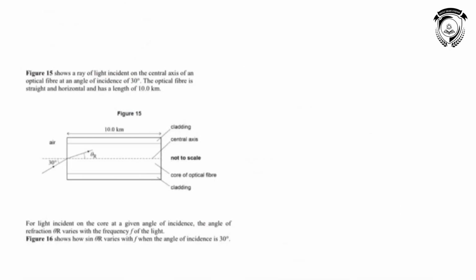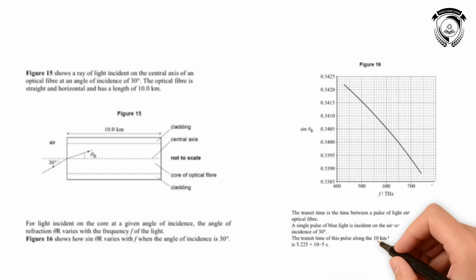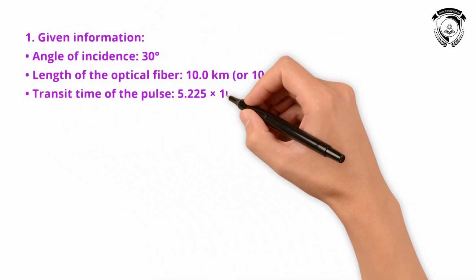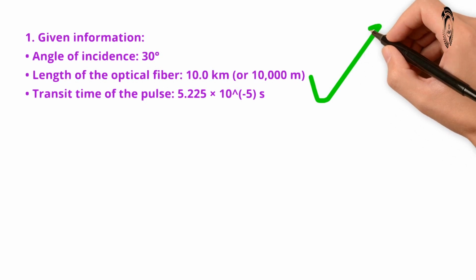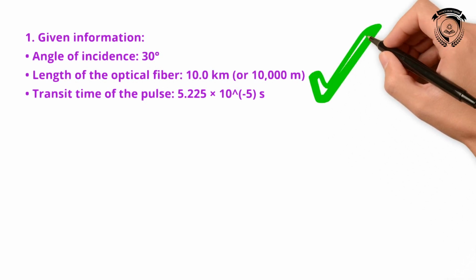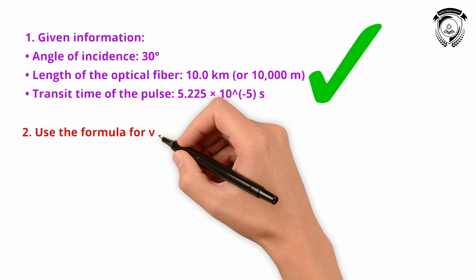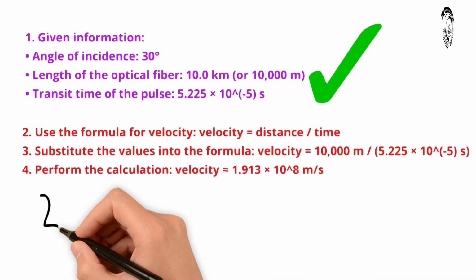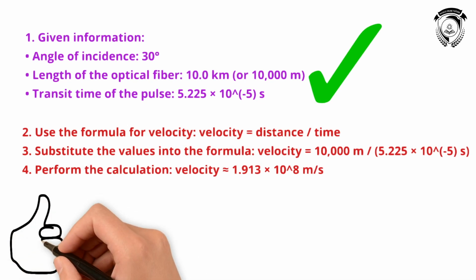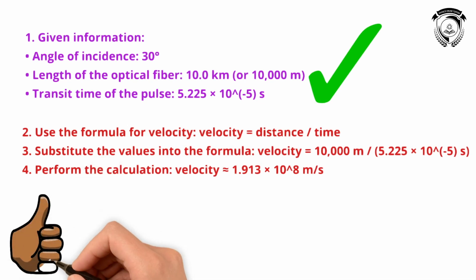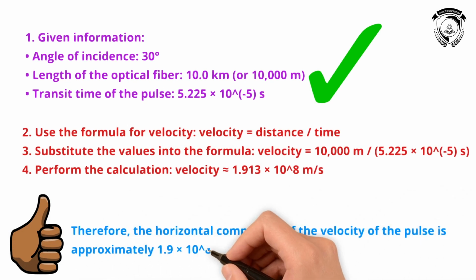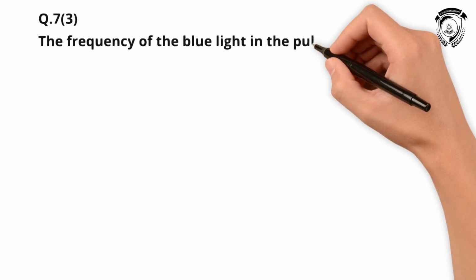Next question. Have a look at this question. They are asking us to find the velocity. Since they have given us the angle of incidence, the length of the optical fiber, which is given as 10 kilometers, we'll convert it into meters by multiplying it by 1000. The time of the pulse is also given. So simple, velocity is equal to distance over time. So 10,000 divided by 5.225 times 10 raised to power minus 5. So that's equal to 1.9 times 10 raised to power 8 meters per second. Therefore, the horizontal component of the velocity is equal to 1.9 times 10 raised to power 8 meters per second.